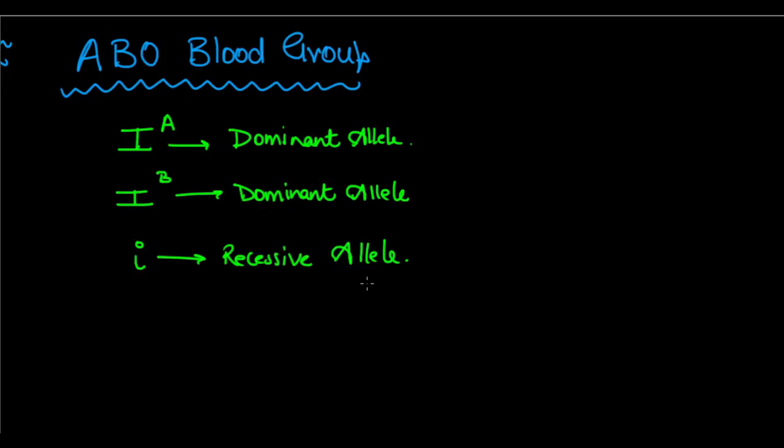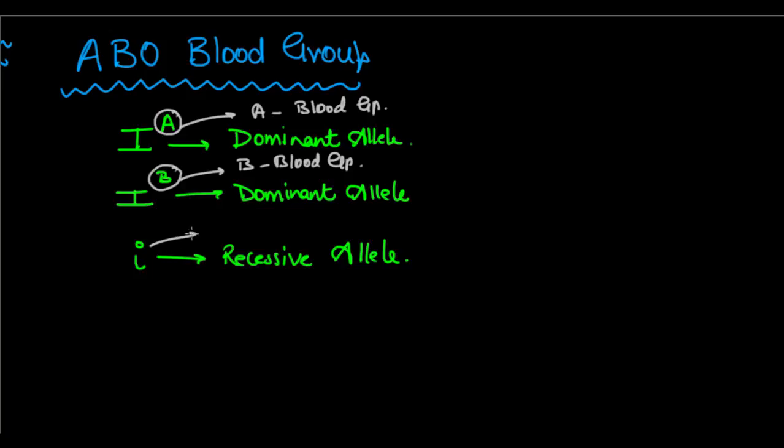Now IA, IB and i are the different kinds of alleles seen, but there'll only be a pair. There'll not be more than two in one cell. The presence of A in IA might have given you the idea that it is responsible for the A blood group. IB, obviously you could have guessed, is responsible for the B blood group. And i is responsible for the O blood group. That's all you need to know for now.